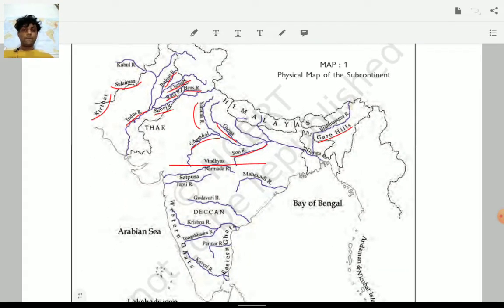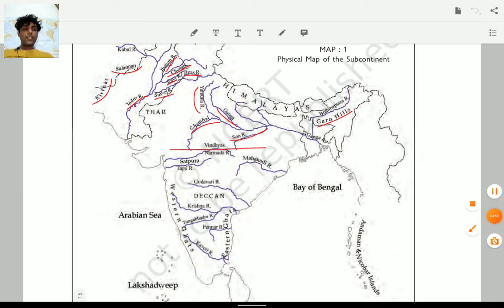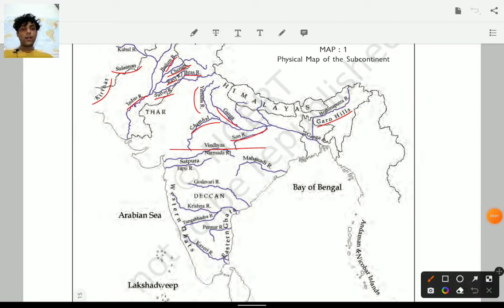hills. If you pay attention, Garo Hills are in the northeast. Here are the Garo Hills. Here, let me point it out. Here the Garo Hills, and the Vindhyas in the center. Here are the Vindhyas. Okay, so Vindhya and Garo Hills.